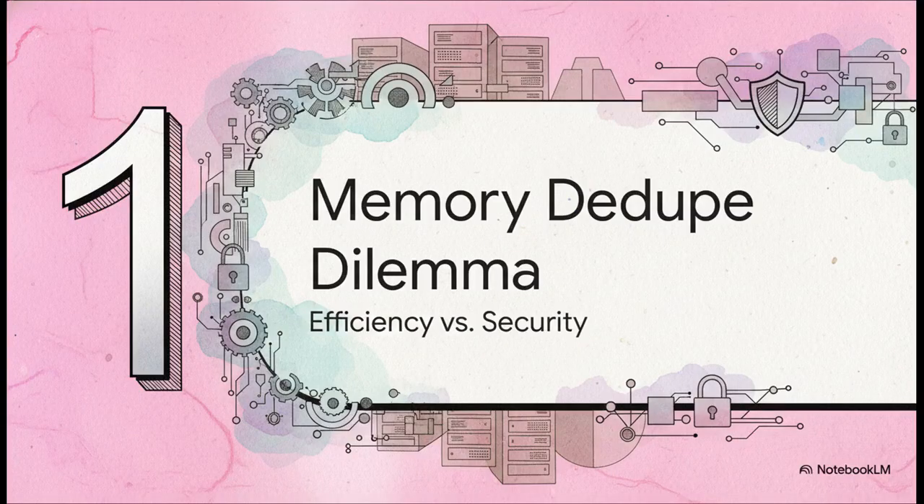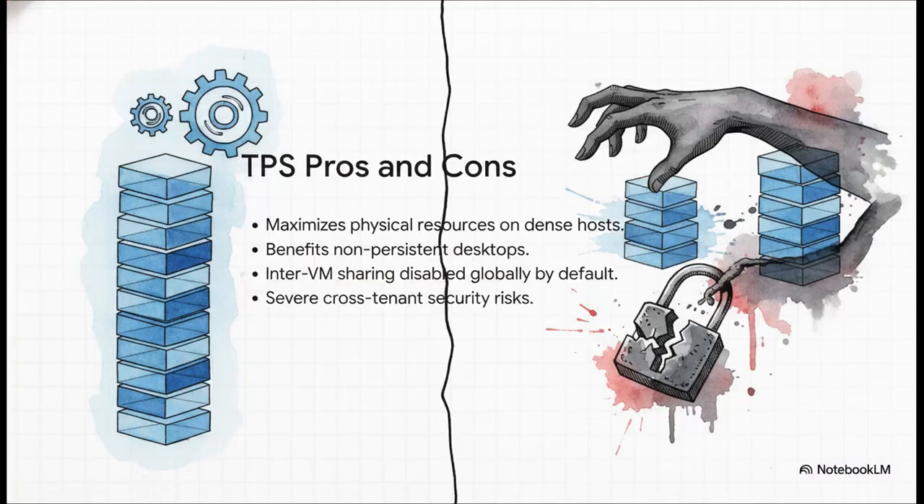Section 1. The memory deduplication dilemma, efficiency versus security. Let's look at the operational reality on the ground. VDI environments inherently massively benefit from deduplication. Think about VMware Horizon using just-in-time desktop delivery. When you are spinning up hundreds of non-persistent guests from a single running base image, you're going to have an ocean of duplicate memory pages. TPS swoops in and maximizes your physical resource utilization on those dense hosts.